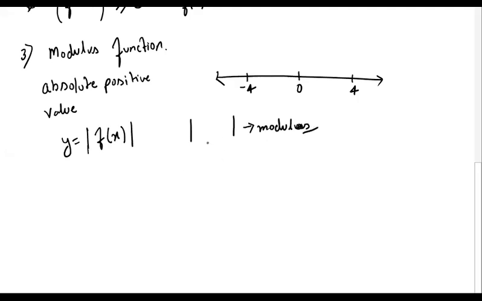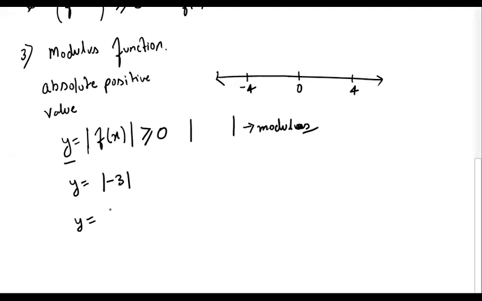Right? So what's the meaning of this? It means it doesn't matter whatever is inside this modulus, this y will always be positive, which means modulus of f of x is always greater than or equal to 0. Got it? Because it will give you absolute value. Okay, everyone? For example, if I ask you y is equal to modulus of minus 3, then tell me what will be the value? Y is equal to what? Tell me.